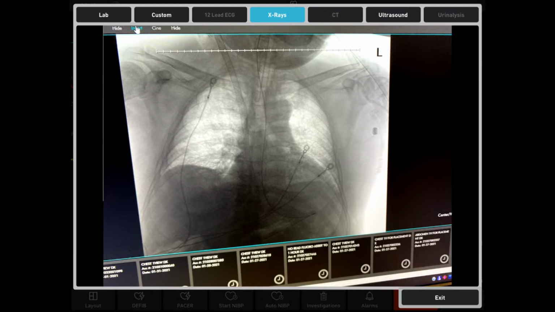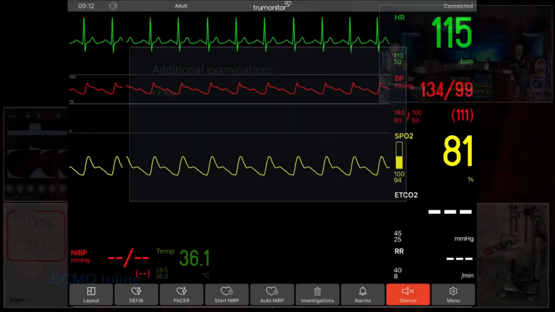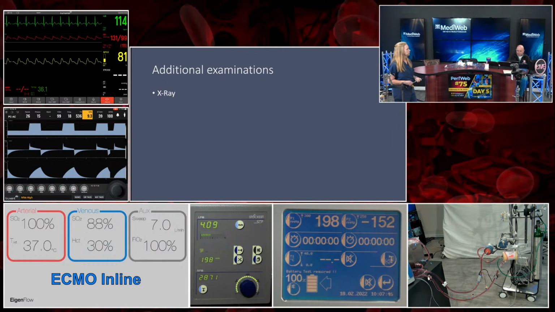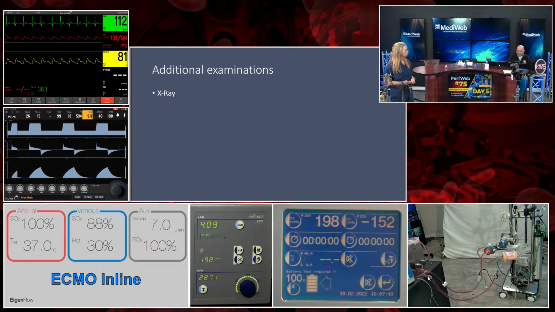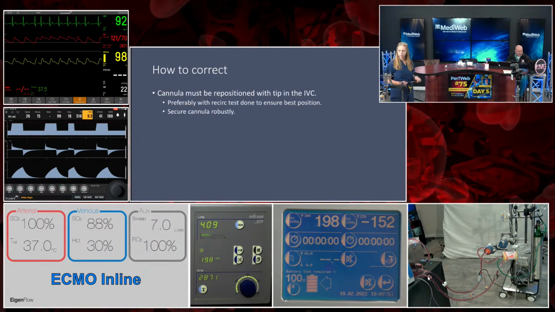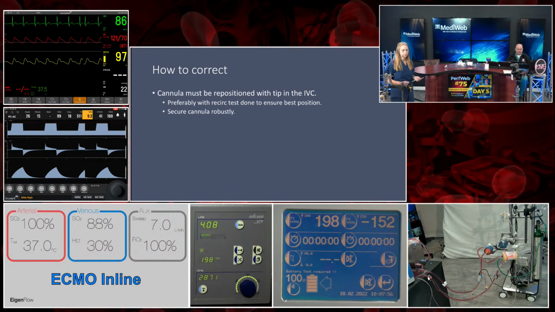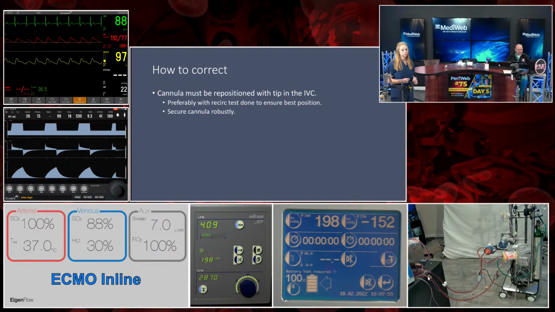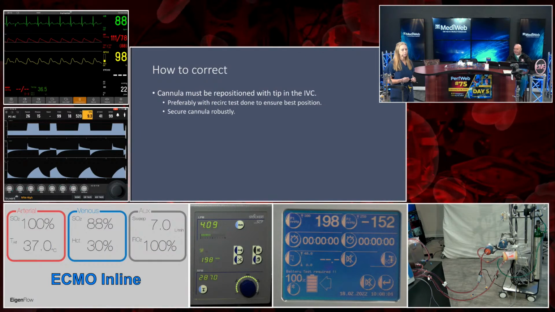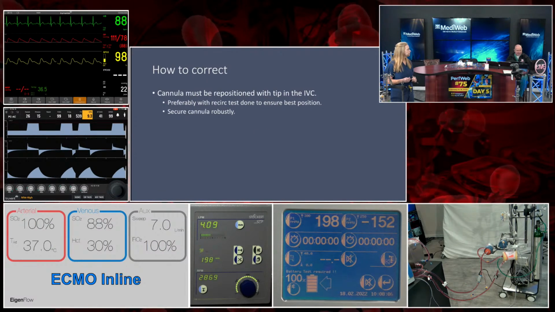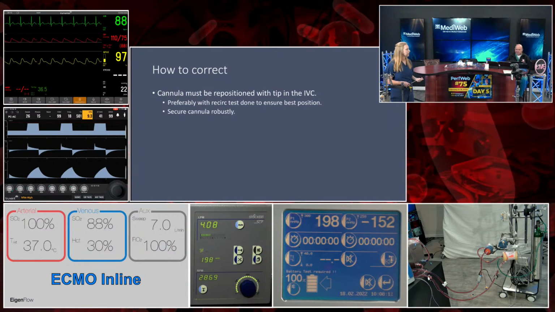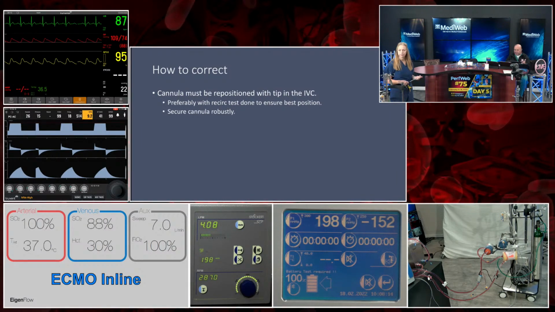So the only thing you can do, you can go ahead and make that smaller. The only thing we can do at this point in time is to reposition the cannula. And upon repositioning the cannula, there's a variety of ways to do that, we could discuss that. And here it says the cannula must be repositioned with the tip in the IVC, preferably with a recirc test done to ensure best position, and secure the cannula robustly so that it does not happen again. This is especially important in your awake patients. Yes. Now you see everything has gotten much better.